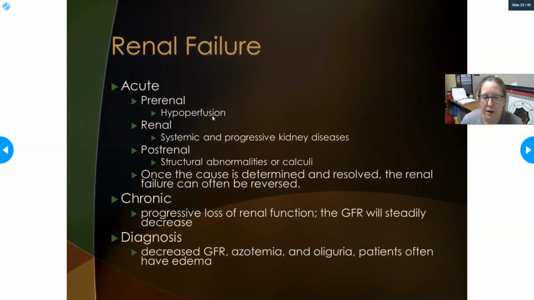Then renal is anything, of course, that affects the kidneys. So systemic and progressive kidney diseases, which cause destruction and gradual failure, but for acute, it can cause all of a sudden a massive disruption of kidney function, and the kidneys just aren't working. And then post-renal is blockage after urine has formed, so we're looking at structural abnormalities in the ureters, or stones moving, so kidney stones, even possibly tumors, things that are interfering with the flow of urine leaving the kidneys.